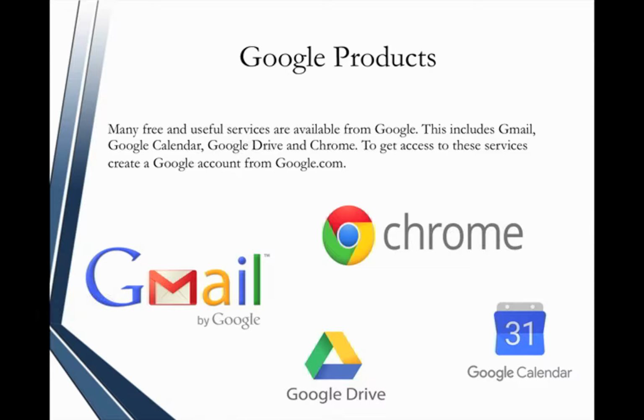For Gmail, this is Google's email service. You can use Gmail to send and receive messages on any computer that has internet access. Google Calendar is a scheduling tool that can link to Gmail to invite people to meetings and to keep track of appointments. Google Drive provides access to online word processing, spreadsheets, and other useful tools. Chrome is a Google browser that you can use instead of a browser such as Internet Explorer. You can use these products on a PC or an Apple computer.